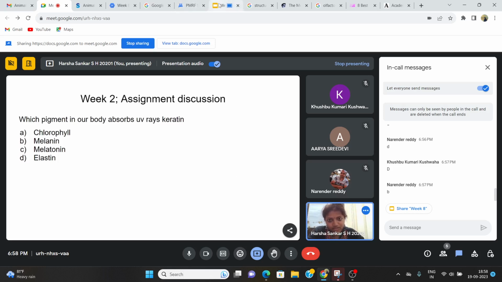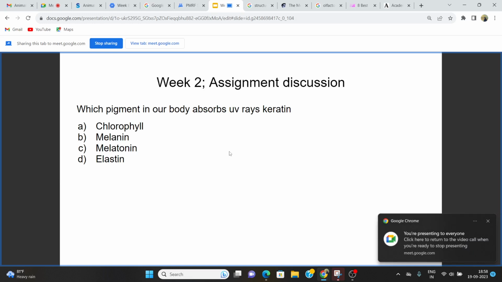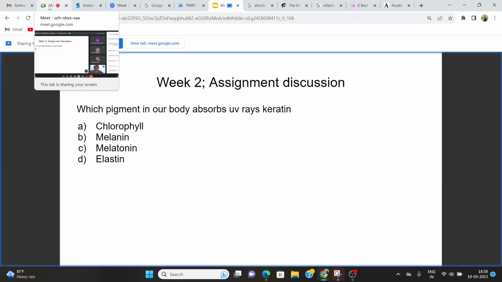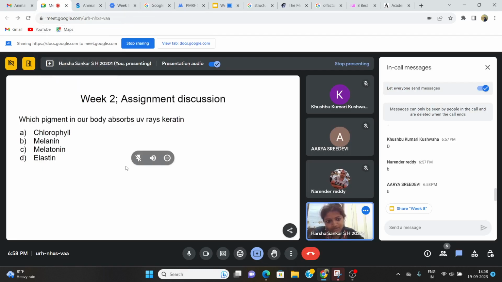So in this week, okay, what is the answer? Did you guys answer? Which pigment in our body absorbs UV rays? Keratin, chlorophyll, melanin, melatonin, elastin. Everyone is saying option B. Yeah, correct.